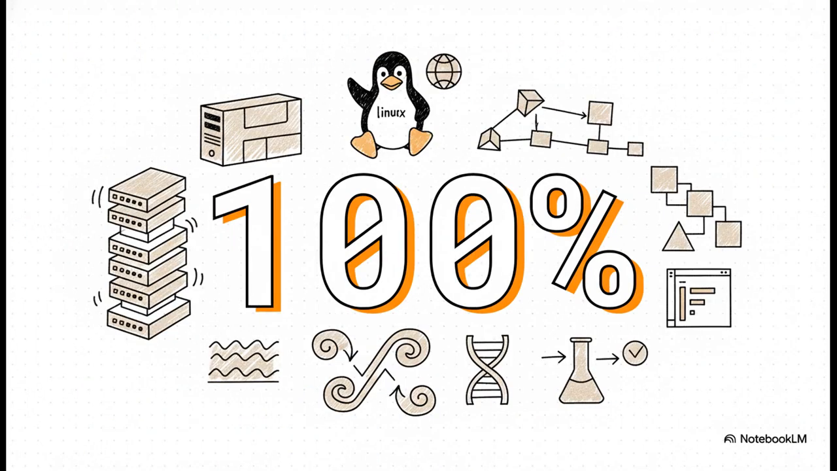And then there's this. 100%. Every single one of the world's top 500 supercomputers. You know, the machines tackling the biggest problems on the planet, from climate change to disease research, they all run on Linux. Not 99%, all of them.